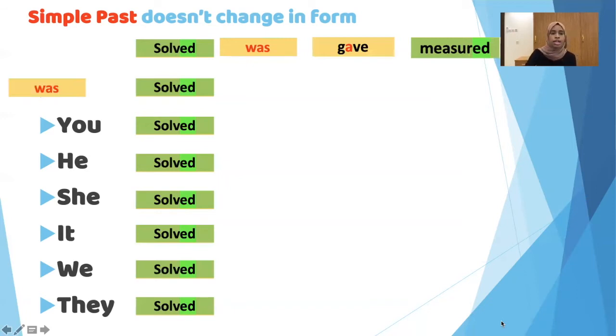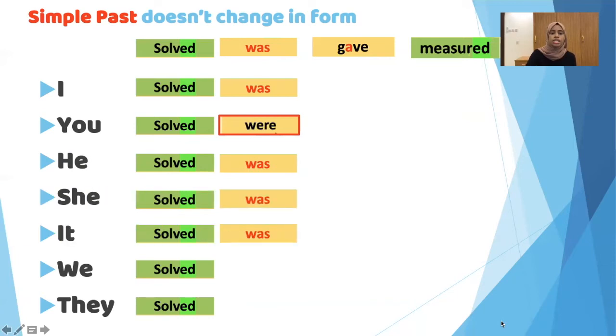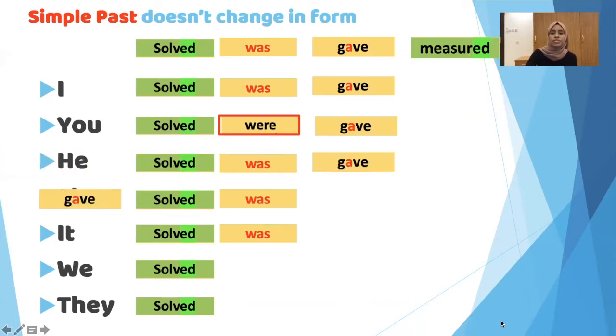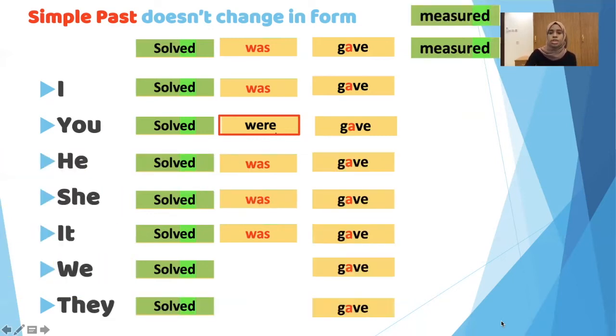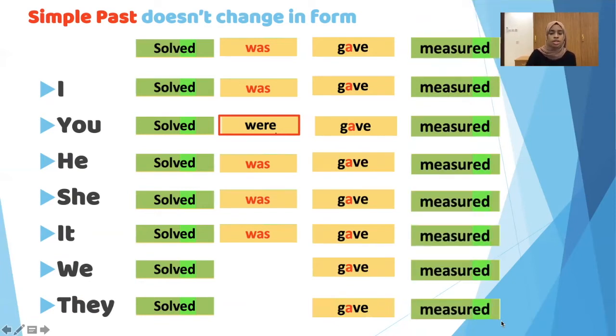So if I say I was, you were, he was, she was, it was, those three are usually the same. And then we jump to gave. The other ones, we and they, are were as well. Then we have gave, gave, they're all the same. Measured, measured, measured, all the same. The only differences again are we were and they were.